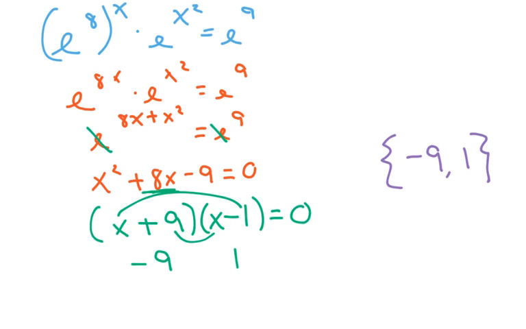Now, by now, if you get the pattern here, you can probably stop watching this video. I'm going to do several more. If you're still having problems, we can do some more here. Okay, the next one is e to the 5th power to the x times e to the x squared equals e to the 14th.